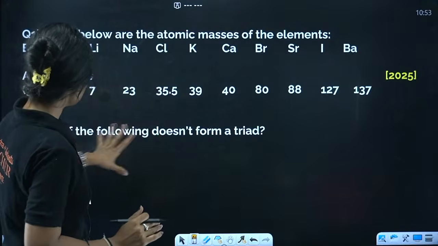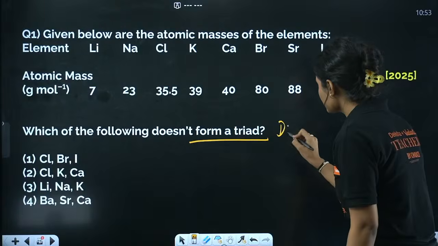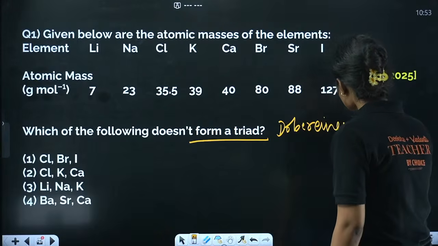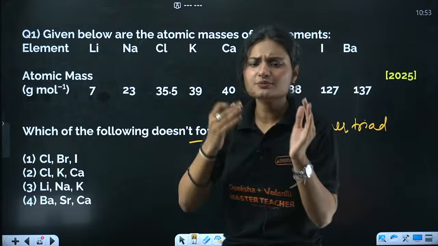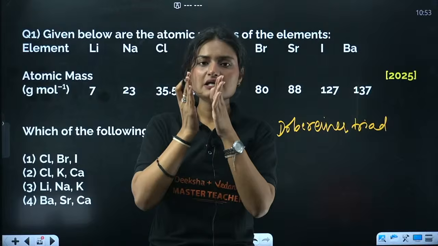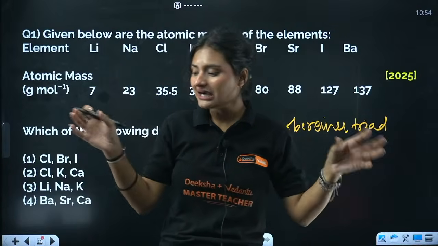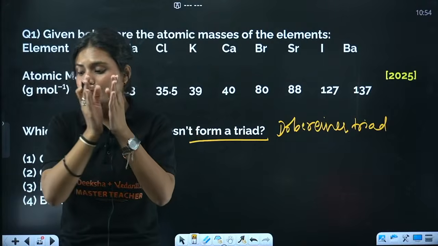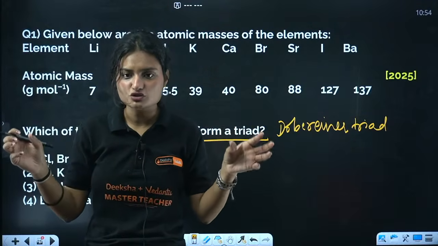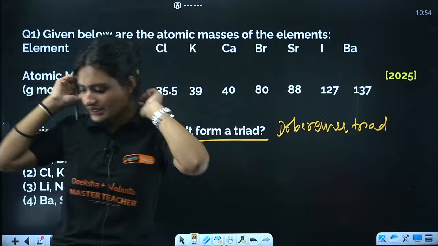Okay, we'll start with this one. Which of the following doesn't form a triad? When we talk about triad, we are talking about Dobereiner triad. What was the Dobereiner triad? The atomic weight of the middle element will be equal to the arithmetic average of the atomic weights of the outside two elements.